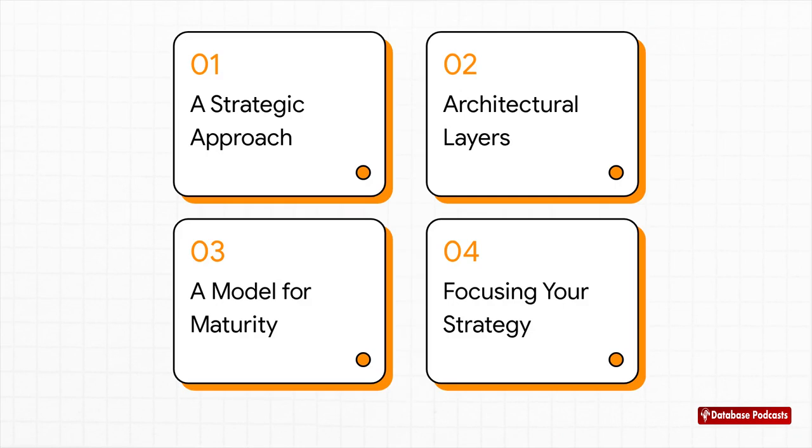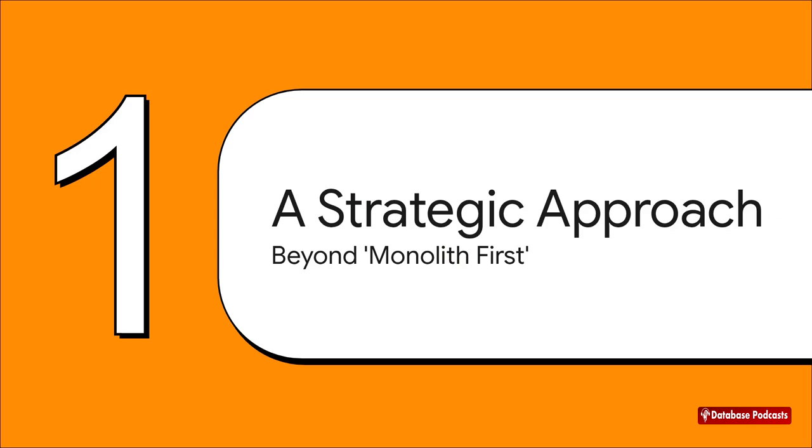So here's our game plan. We're going to start with a strategic approach. Then we'll dive deep into what I call the 3 architectural layers. After that, we'll look at a maturity model that can help guide your decisions, and we'll wrap it all up with the one key takeaway you need to remember. Let's get into it. Okay, first up, a strategic approach.